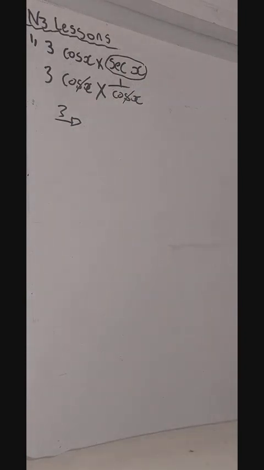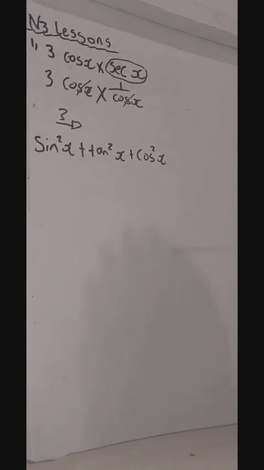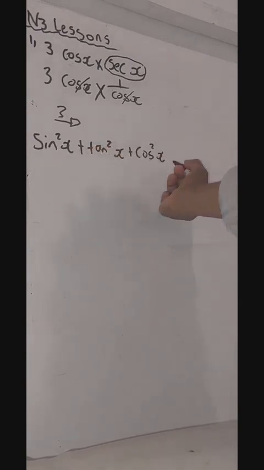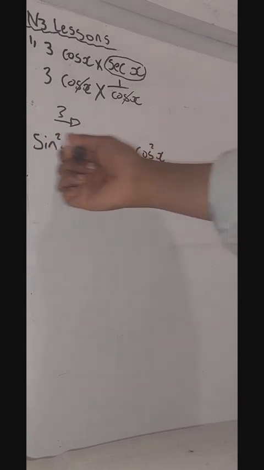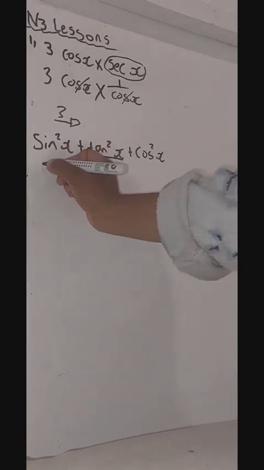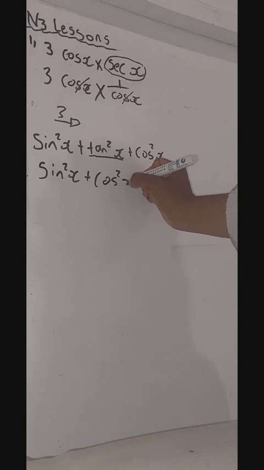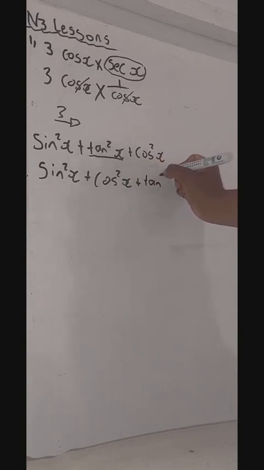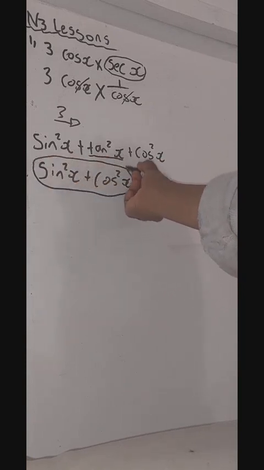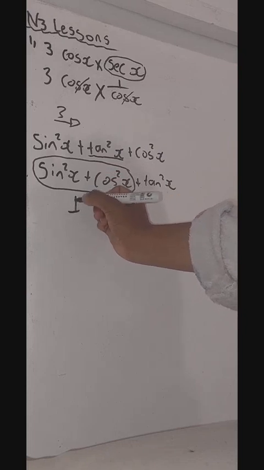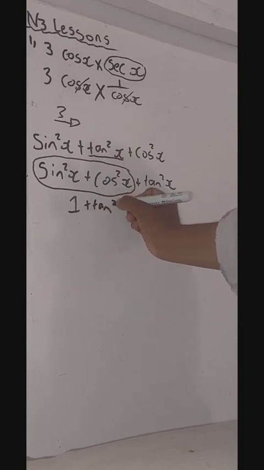Okay, let's move on to number 2. What can we notice from number 2? Since we are dealing with addition, let's say this is independent, it's standing on its own, but this, from those formulas that we got, we knew that sine squared x plus cos squared x is not independent, but from a formula, it's equal to 1. Sine squared plus cos squared is equal to 1, plus tan squared x.